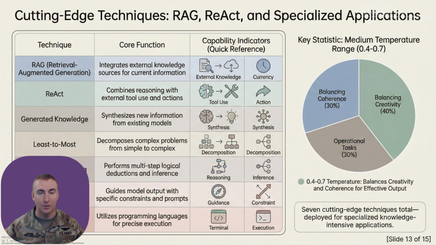React alternates between reasoning and taking actions through tool use. Operations officer planning air assault asks, "Can we conduct helicopter insertion at landing zone Falcon tomorrow?" React checks weather API, observes winds at 25 miles per hour exceed safe threshold, and recommends delay. 7 cutting-edge techniques total exist for specialized knowledge-intensive applications. These address the remaining 5% of requirements after fundamentals cover the first 95%.